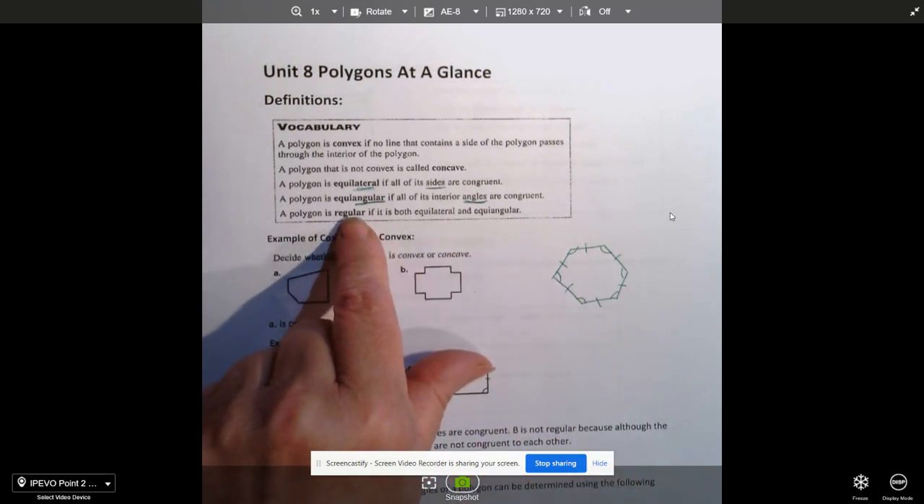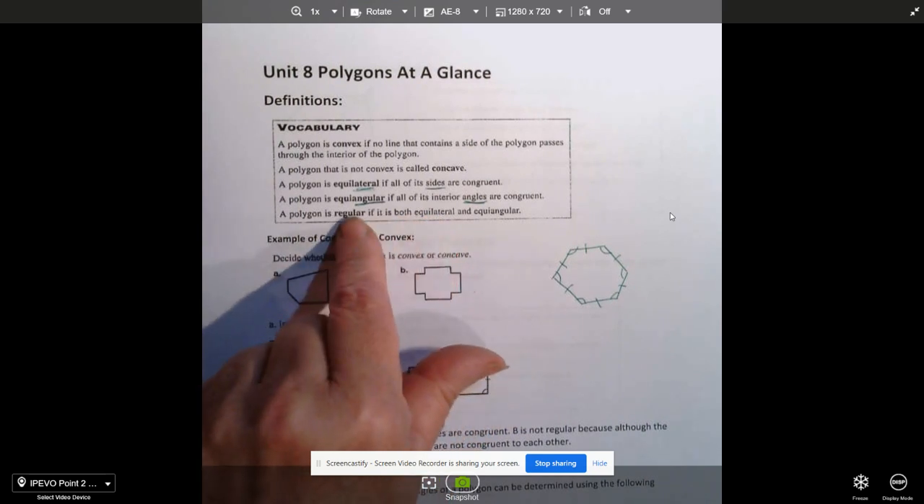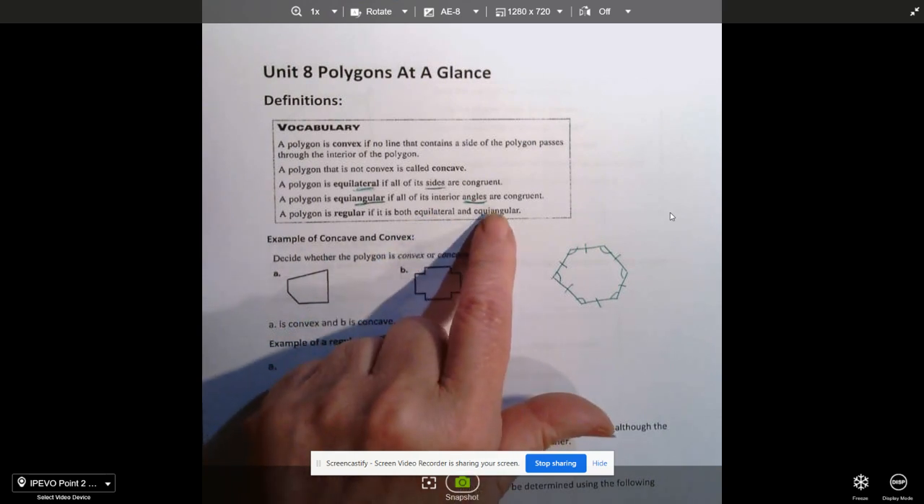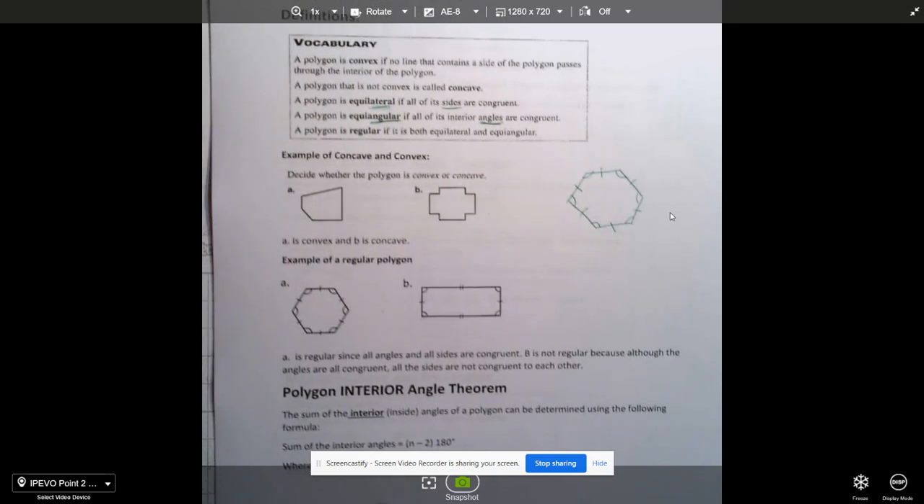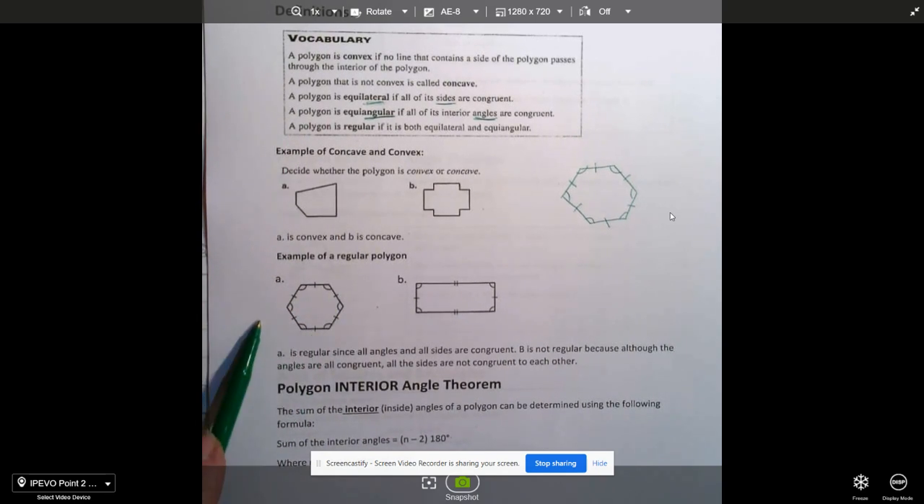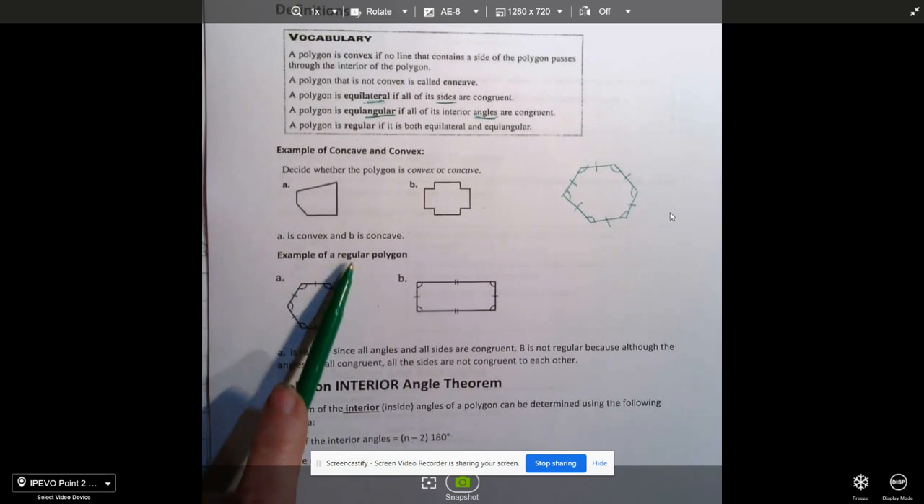So if it's a regular polygon, all the angles are congruent and all the sides are congruent. For instance, a square is an example of a regular polygon because all the sides of a square are congruent and all the angles are congruent. All right, so here you have examples of a regular polygon. This is like the one I drew, but this one's prettier. You can see all the angles are congruent and all the sides are congruent. So this is in fact regular.